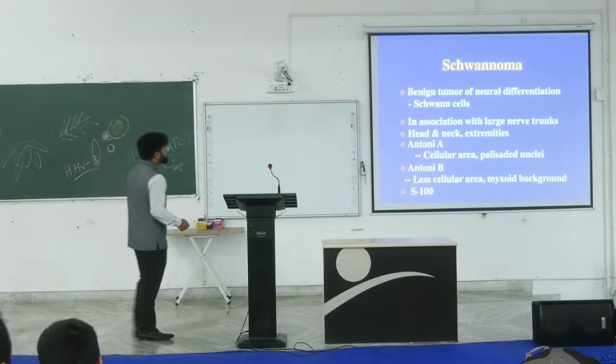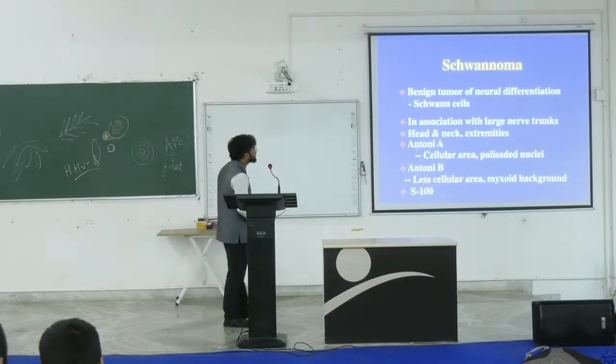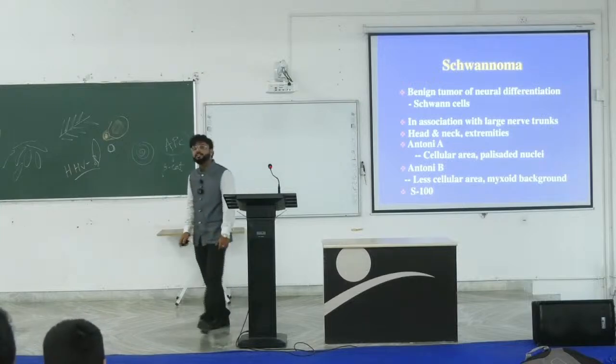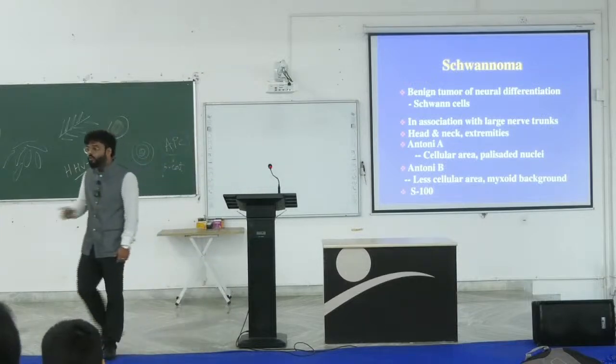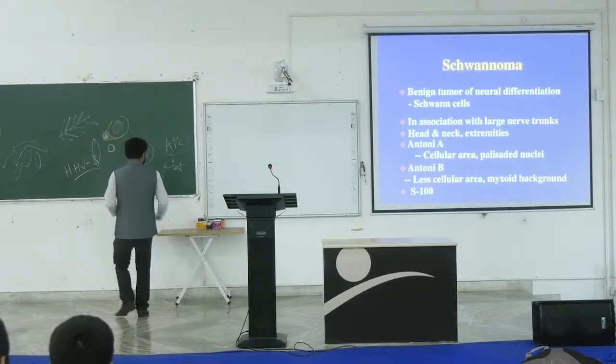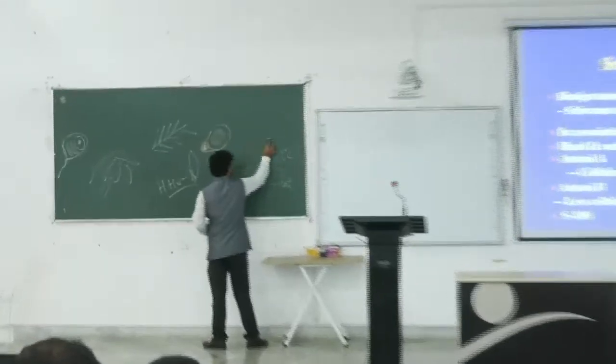Morphologically, there are two types of arrangement. One is known as Antoni A, that is a cellular arrangement where the nuclei are present in a row. All the nuclei are present in a row.